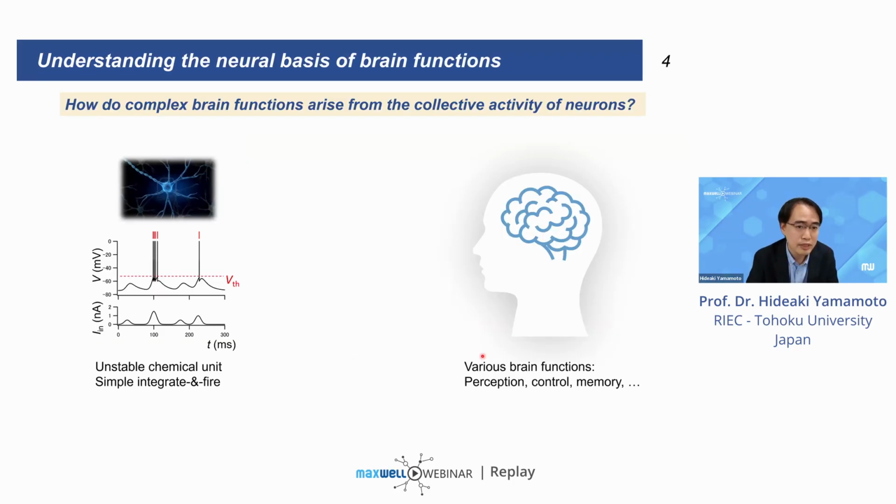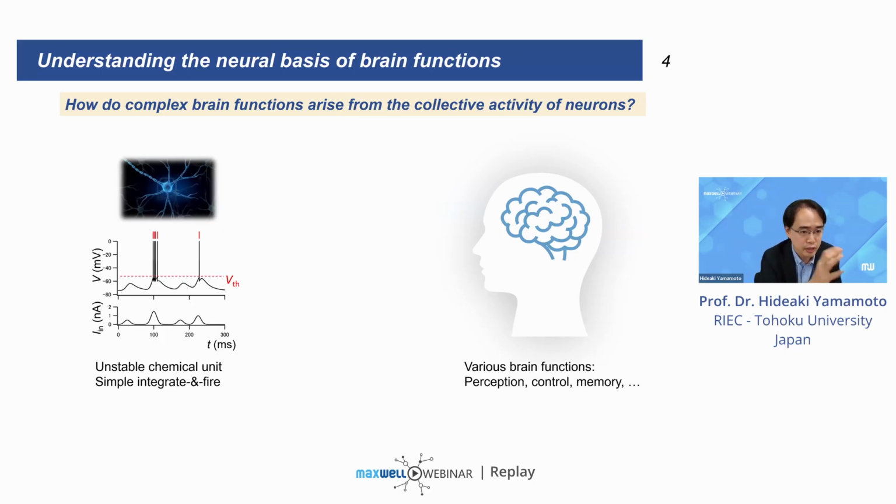So the fundamental question that my group is interested in is the question of how do complex brain functions arise from the collective activity of neurons? The neurons that comprise our brain is essentially an unstable chemical element, and it's basically a simple integrate and fire unit. Yet its network somehow performs various complex functions as a brain autonomously and adaptively using these biological elements as its physical substrate.